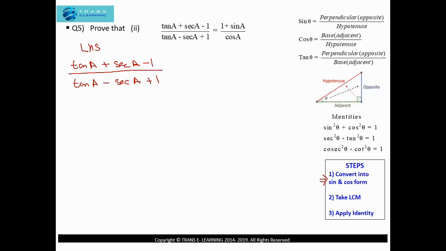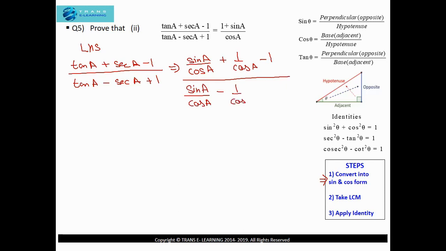In the first method we need to convert it into the basic form, that is sine and cos form. So tan A can be written as sin A upon cos A, and sec A can be written as 1 upon cos A, minus 1. And in the denominator, again we can write this as sin A upon cos A minus 1 upon cos A plus 1. Now the second step is to take the LCM in the numerator as well as in the denominator.